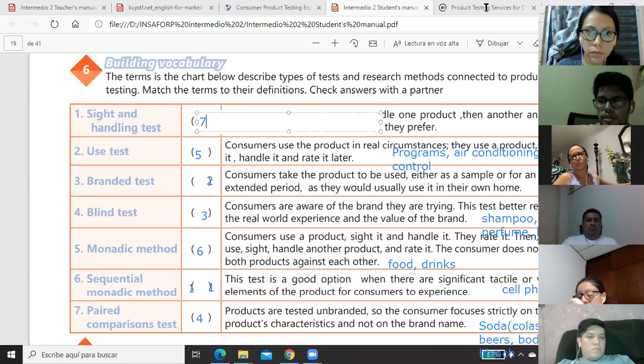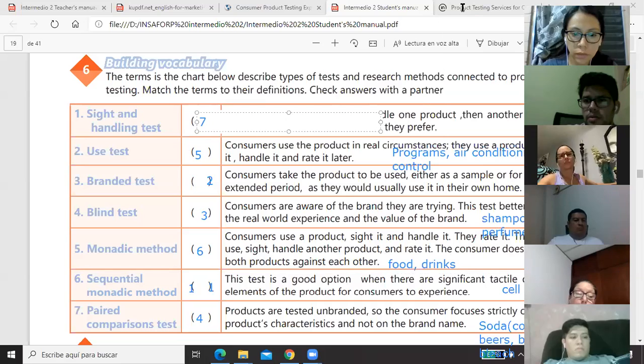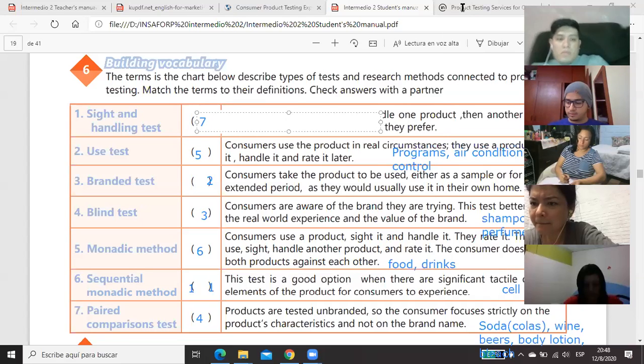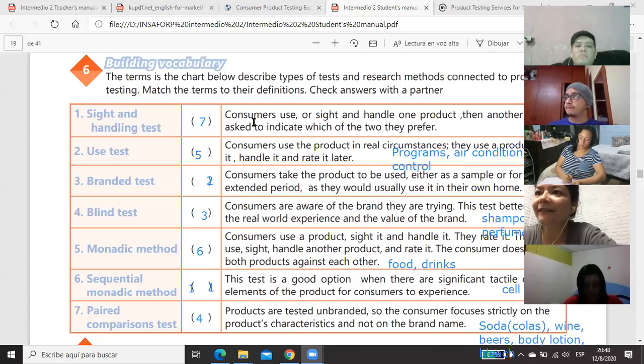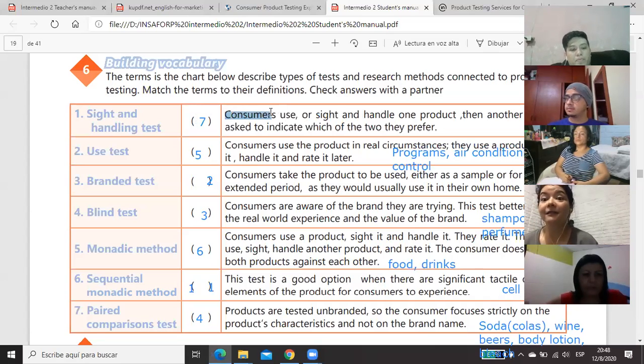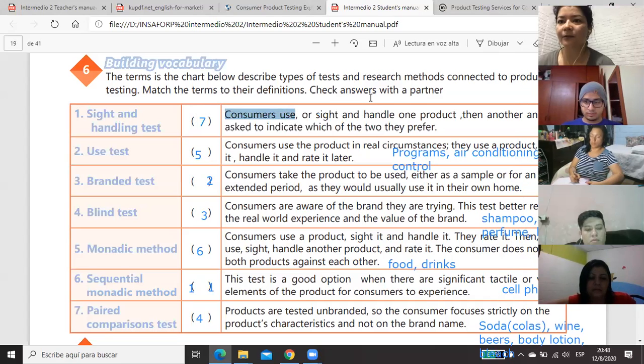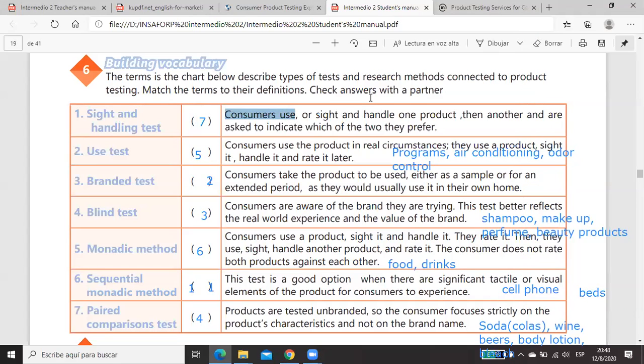Let's check on the participants here. Wait, there's no one else. All right, Andrea, can you read the definition of this one, please? Of pair comparisons. The first one. Yes, please. Consumers use or sight and handle one product, then another, and are asked to indicate which of the two they prefer. They prefer, yeah. So you do all of that, right? And you decide on which one you prefer.